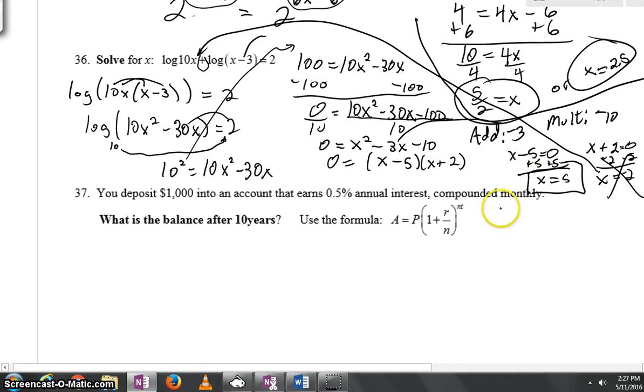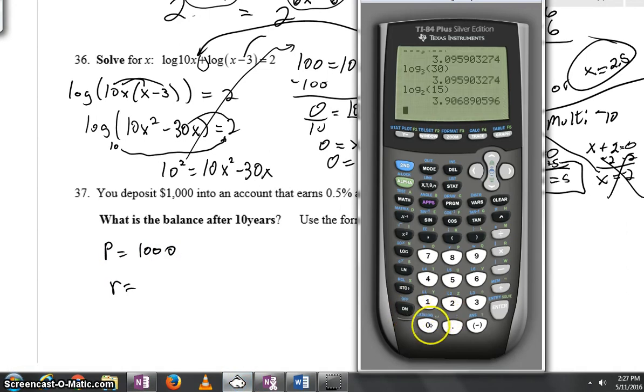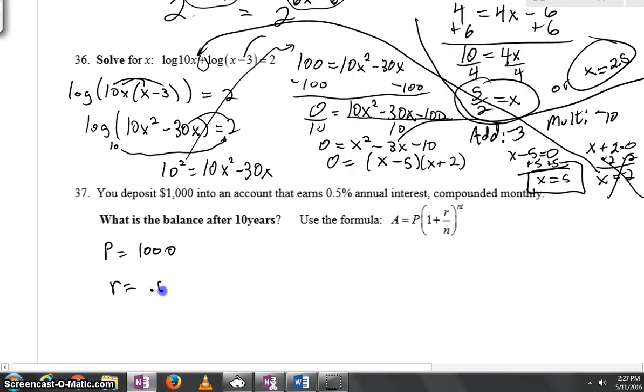For our last one on this page, you're going to be given a formula. You know that your P is actually 1,000. Your R, please be careful here. We've talked about this in the past. 0.5%. Percent means to divide by 100. So we're really dealing with 0.005 for our R. Our N, we're compounded monthly. So N is 12. 12 times we get interest. And T is going to be 10.